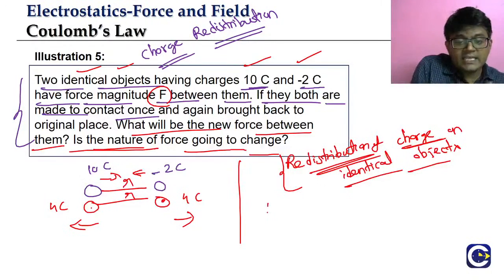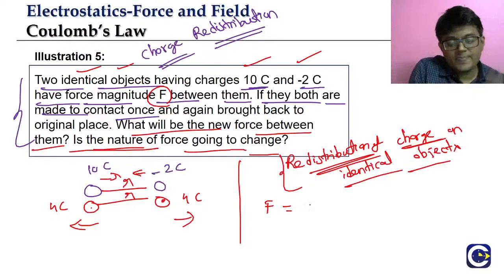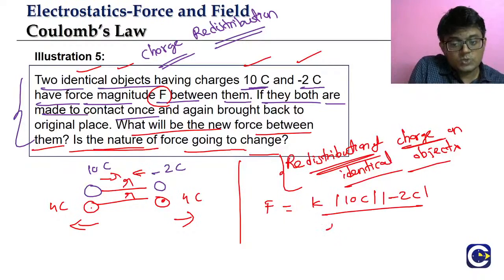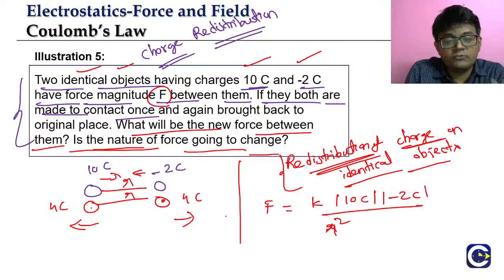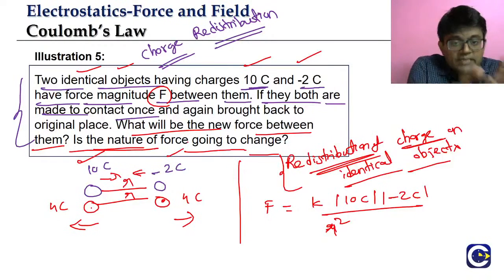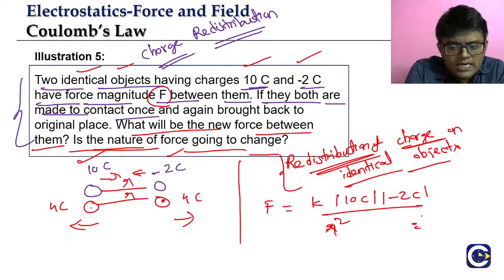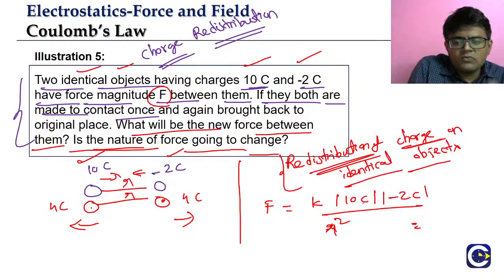Initially they are saying the force between the charges is F. Look at the expression: F is equal to K into modulus of 10 coulombs into modulus of minus 2 coulombs, divided by r square. The charges are 10 coulombs as one charge and the second is minus 2 coulombs. That is the formula. Let us keep the units aside for some time, because in the second case also the charges have the same unit, coulombs. Just look at the values.